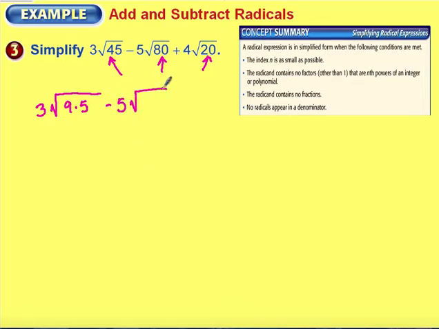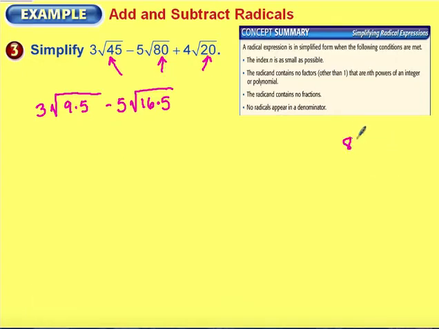80. So 80, I have a lot of choices. I have 8 and 10, which is not really a perfect square. I have 20 and 4. 4 is a perfect square, but there's also another perfect square in 20. So I'm going to keep breaking that down until I find some perfect squares in there. If I continue to do that, I can break that down into 16 and 5.